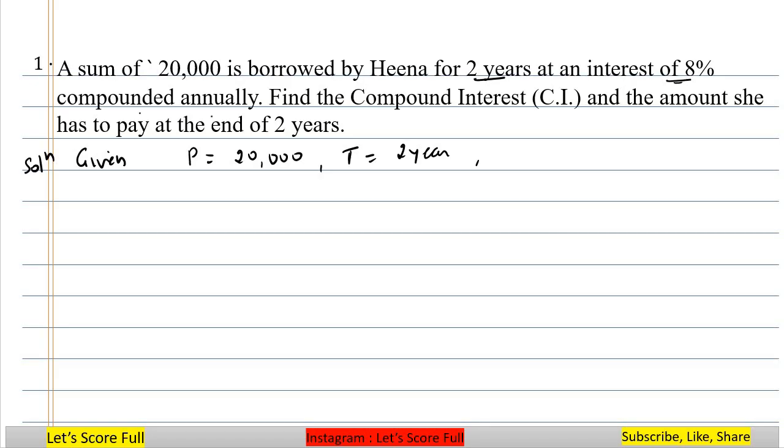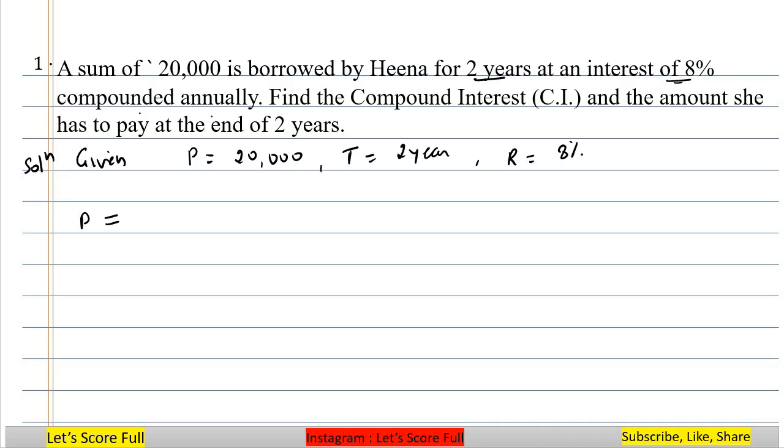What is compounding period? I will teach in a while. So here rate of interest is 8%. They have asked for compound interest and the amount she has to pay. Means amount also and compound interest also. So here you can use direct method or you can use formula method. I am solving this with the formula method.